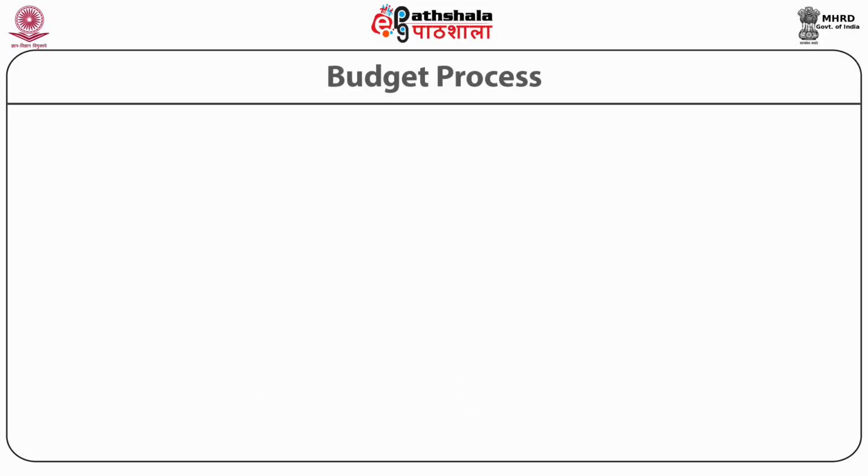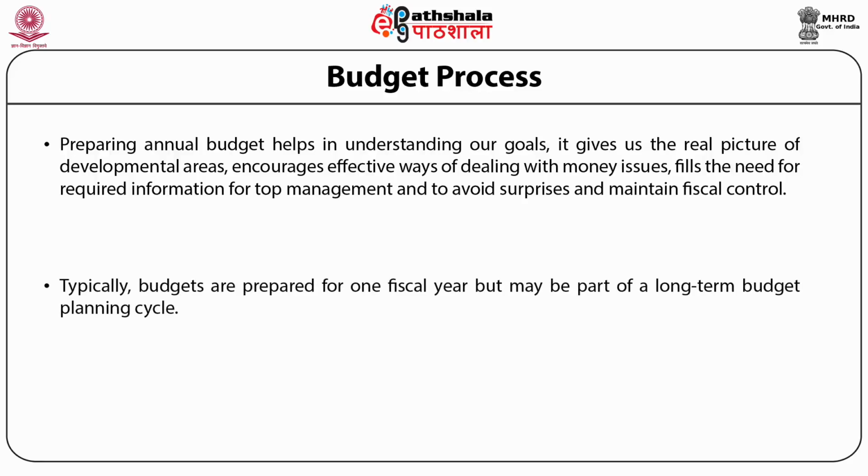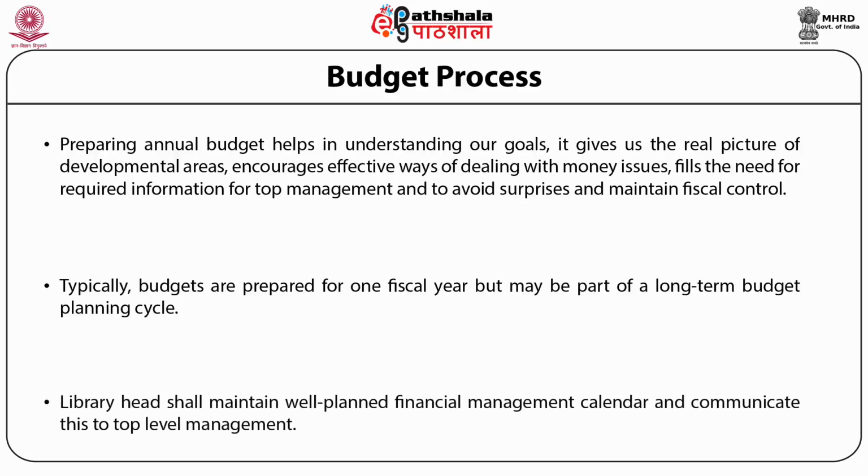Budget process. Preparing the annual budget helps in understanding our goals. It gives us the real picture of developmental areas, encourages effective ways of dealing with money issues, fills the need for required information for top management, avoids surprises and maintains physical control. Typically, budgets are prepared, as we discussed earlier, for one financial year, but it may prolong like long-term planning budgets. The library head or the librarian in charge of that particular section shall maintain a well-planned financial management calendar and communicate this to top-level management as a part of their budget process.